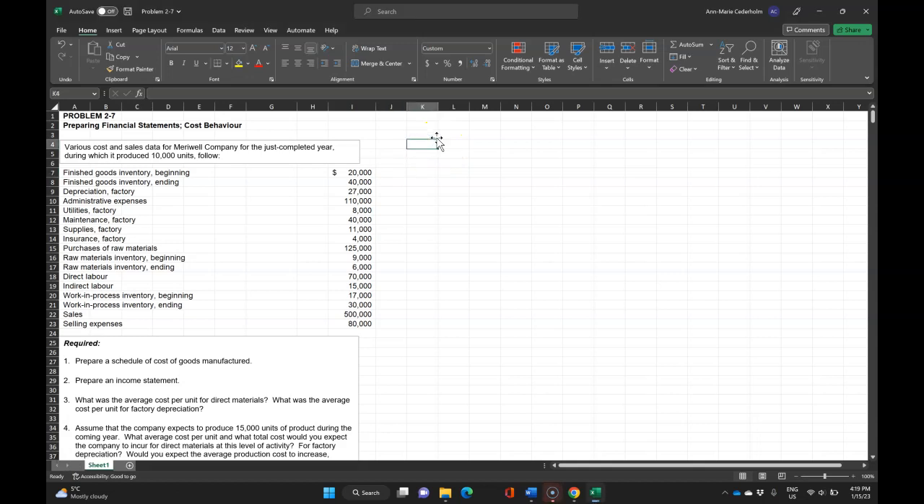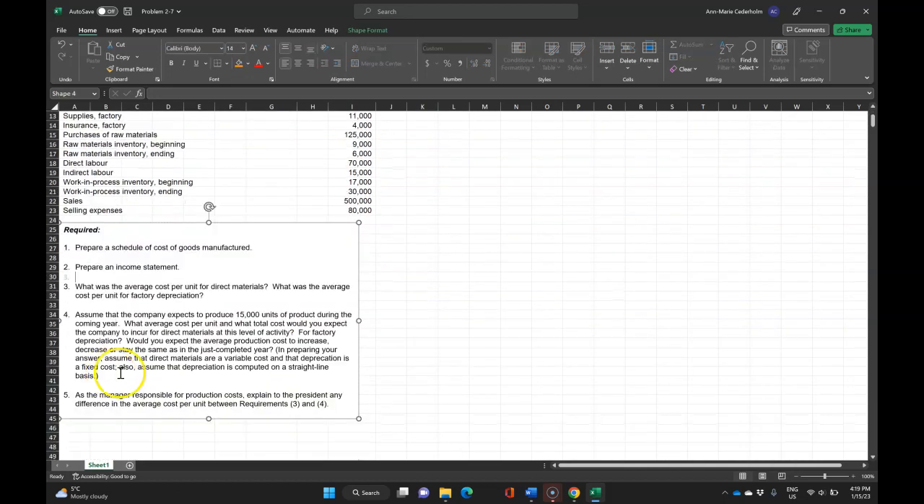In this problem, we're going to start with doing the schedule of cost of goods manufactured, and then we'll move into the income statement and then do some what-if scenarios for questions 3 through 5.